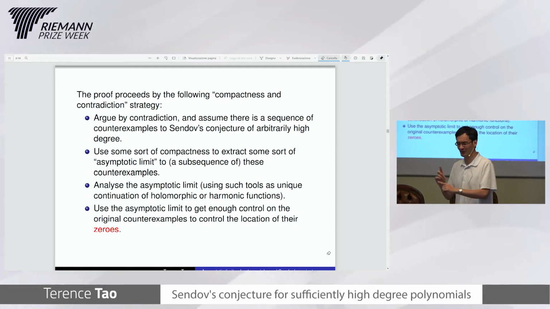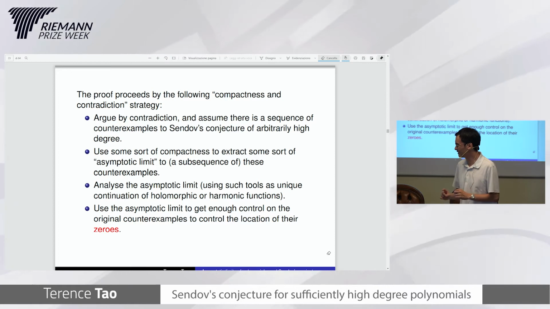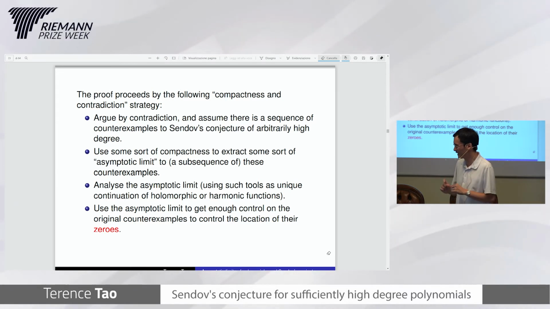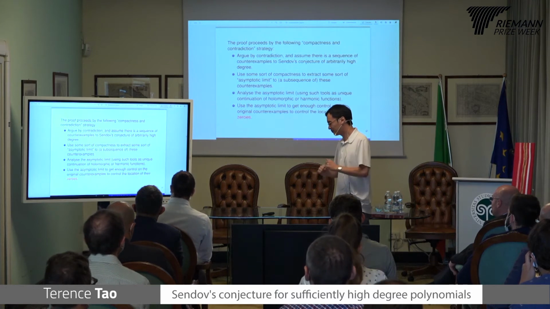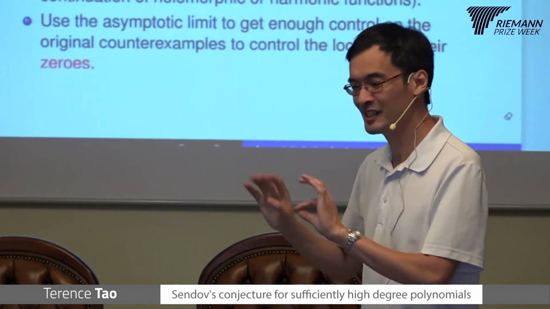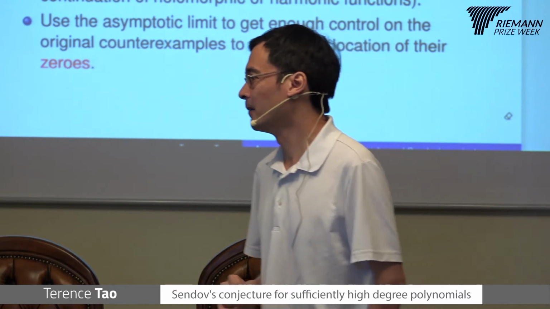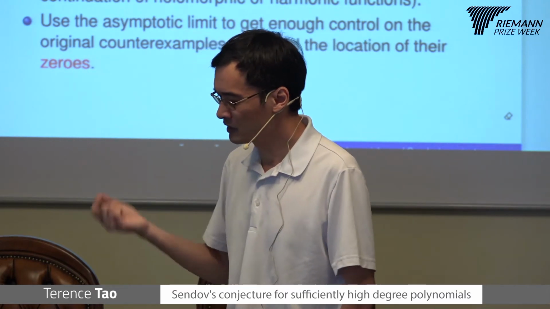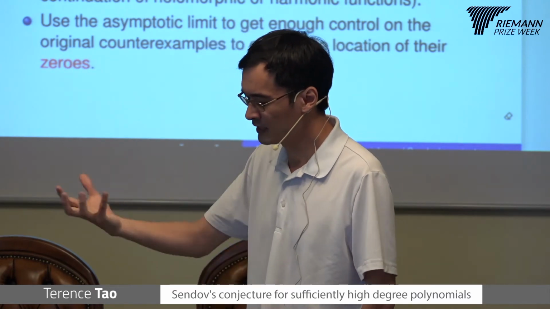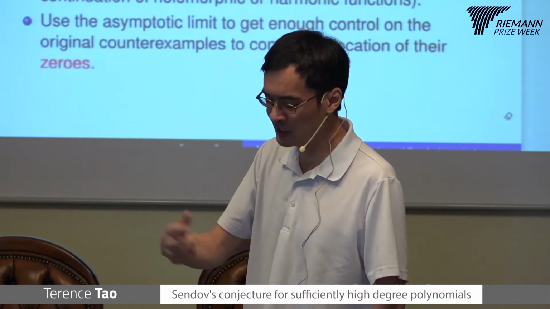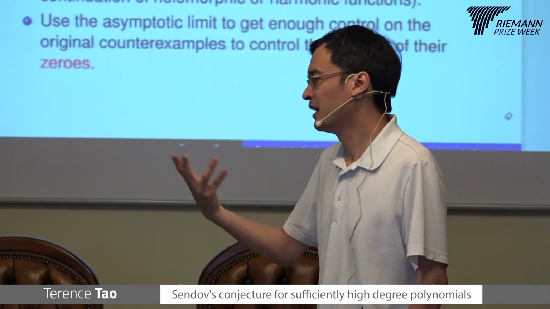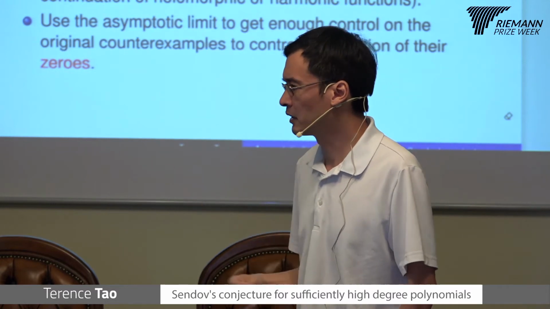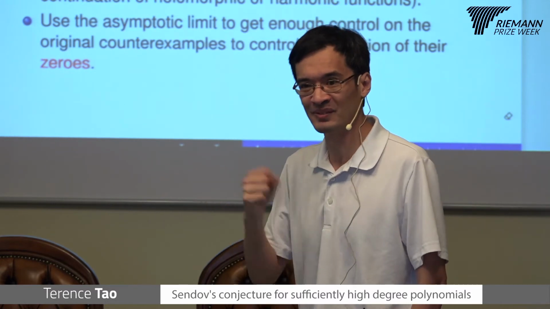And often the limit is nicer than your original objects. They won't be polynomials. I will not reveal exactly what they are just yet, but they will have some nice properties. In particular, there will be some harmonicity properties that show up, and you can start using some tools. You can analyze the asymptotic limit using tools that are not available when you're dealing with the individual polynomials. In particular, one of the key things I use is the unique continuation property of harmonic functions.